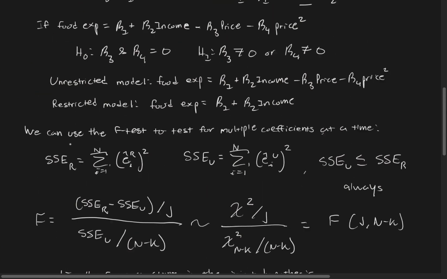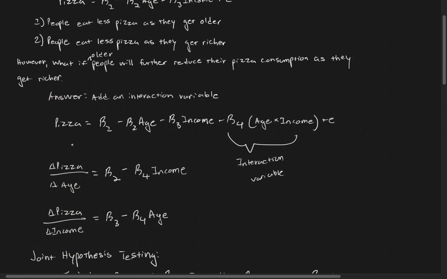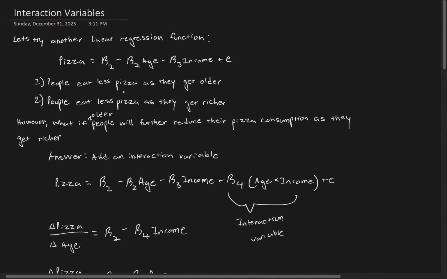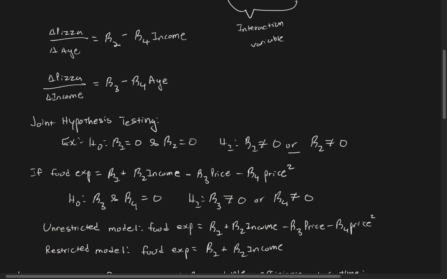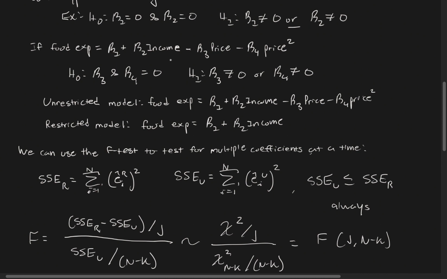Okay, that is all for multiple regression. In the next video, I will go over how we can get the correct functional forms, so how we know if age and income are the best indicators for pizza, how we know if income and price are the best determinants for food expenditure, stuff like that.